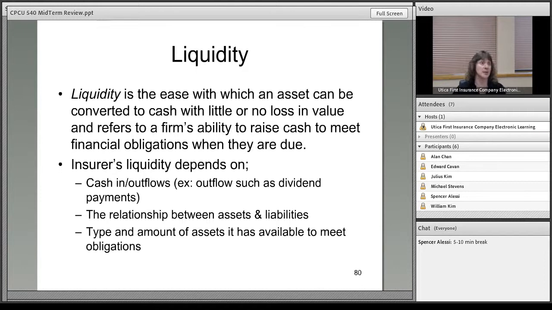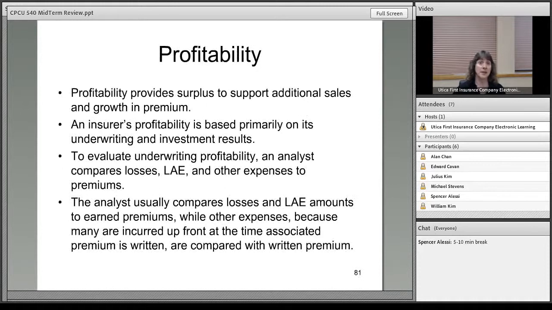Or is it just sitting in cash? Are they receivables that they don't actually have yet? Those kinds of things. Profitability provides surplus. Profitability provides surplus to support additional sales. Okay, if I'm profitable, I can then sell, just like any other business. I can sell more of my product.